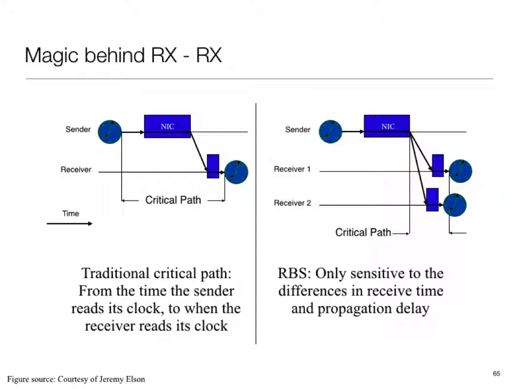So the error in this case is going to be any error in timestamping at the receiver, as well as any difference in distance from the transmitter to the different receivers. So right, if one distance is D1 and the other is D2, then D2 minus D1 divided by the speed of light is going to be an error component there as well.